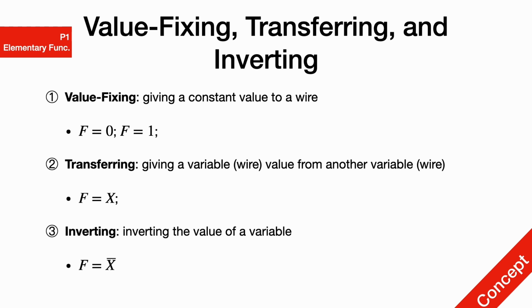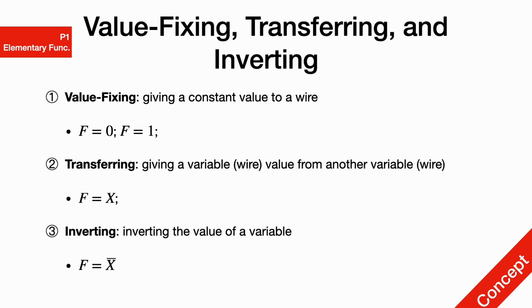Over here, we find a definition for value fixing, transferring, and inverting. Value fixing is referring to the functional block where you supply a constant value to a specific wire. So in terms of mathematical denotation, this would be simply assigning the value of 0 to specific function or wire f, or a constant 1 to a wire f. And that's it. That's really just all there is.